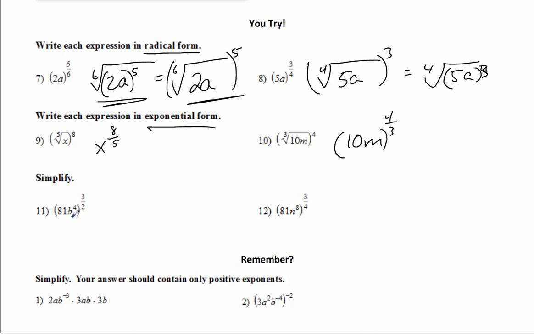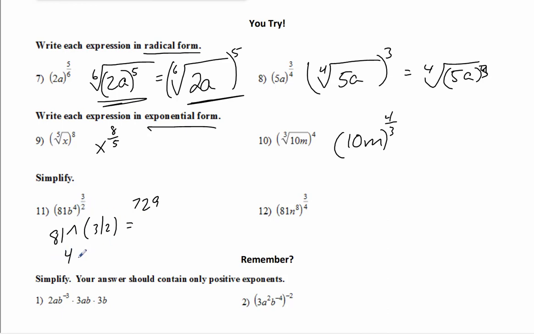Simplify. 81 b to the 4th to the 3/2. All right, so again, you can put this on your calculator. 81 caret parentheses 3 divided by 2, and I believe you get 729 if I can do my math correctly in my head. And then b to the 4th to the 3/2.